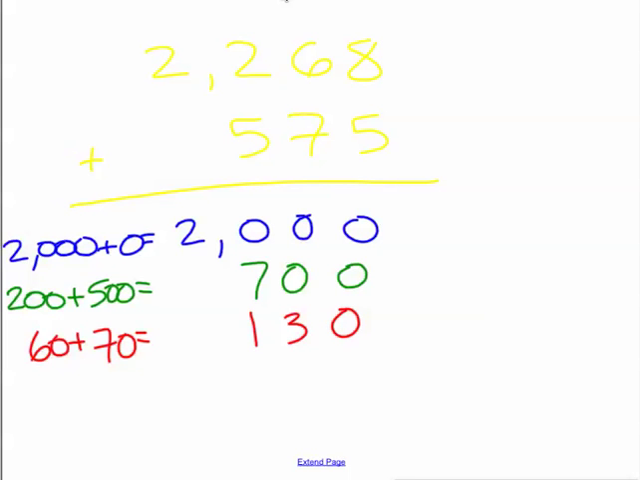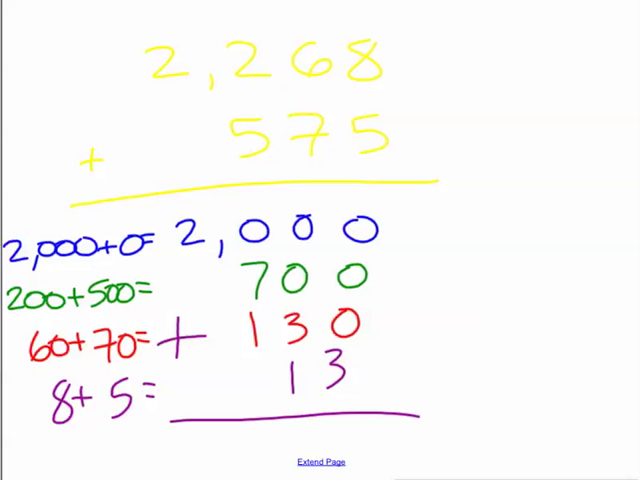And then lastly, in the ones place, we have 8 ones plus 5 ones. And 8 ones plus 5 ones is simply 13. As a final step, we are to take all of our partial sums and add them together. And I know that finally my answer is going to be 2,843. 2,843 is our solution.